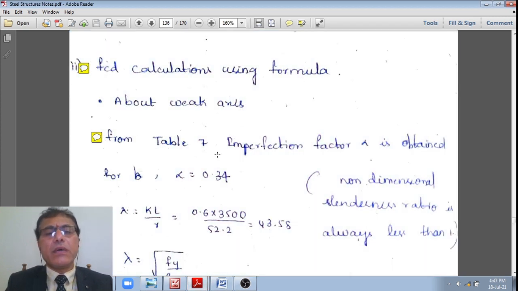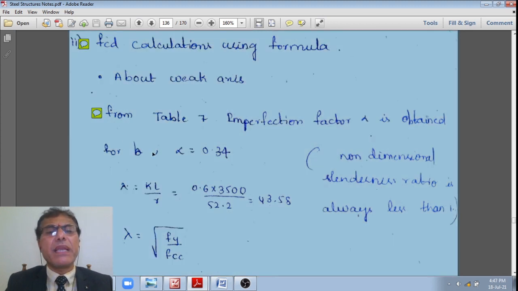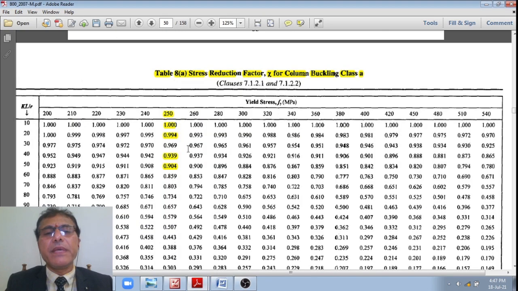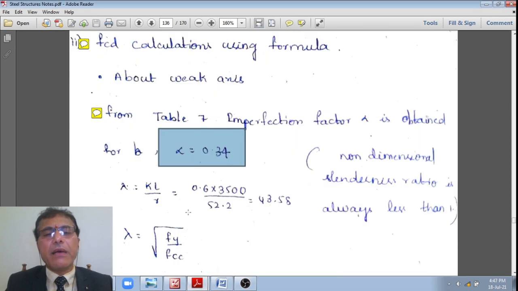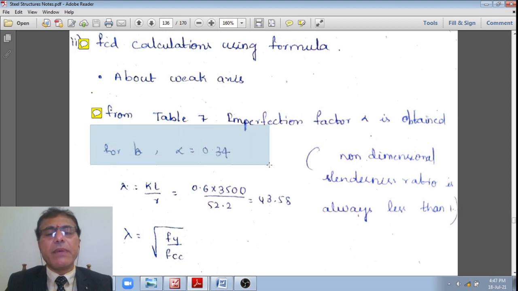Just now we have seen from table 7, for buckling class B, alpha is equal to 0.34. Let us revisit this. For buckling class B, alpha is equal to 0.34, whereas for buckling class A, it is 0.21. About the minor axis, the buckling class is B. So I am first calculating about the minor axis, where the buckling class is B, alpha is equal to 0.34.